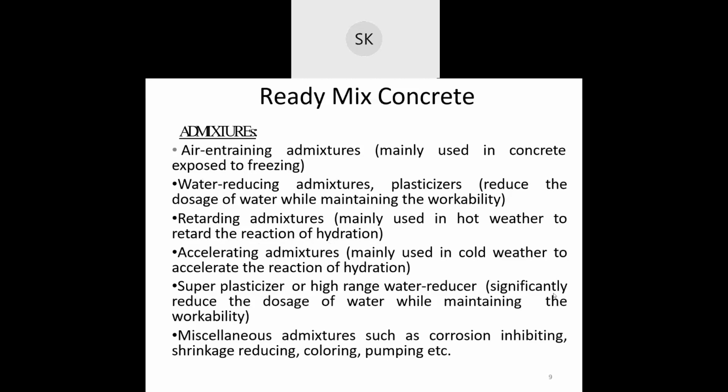Superplasticizer or high range water reducer, significantly reduces the dosage of water while maintaining the workability. And the last is miscellaneous admixtures such as corrosion inhibiting, shrinkage reducing, coloring, pumping, etc. So these are the different admixtures. Aggregate means both fine and coarse aggregate. So these are the different admixtures RMC plants use based on the conditions, whether hot weather or cold weather, and based on how far you have to transport the material.